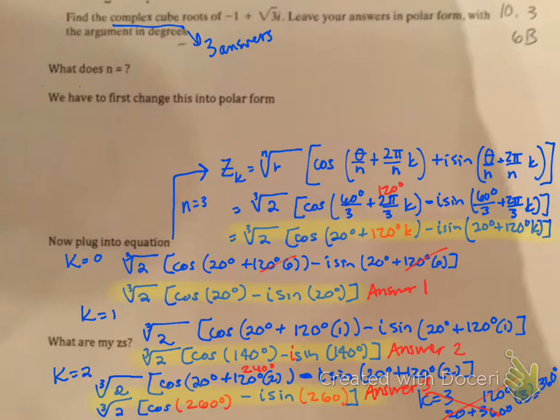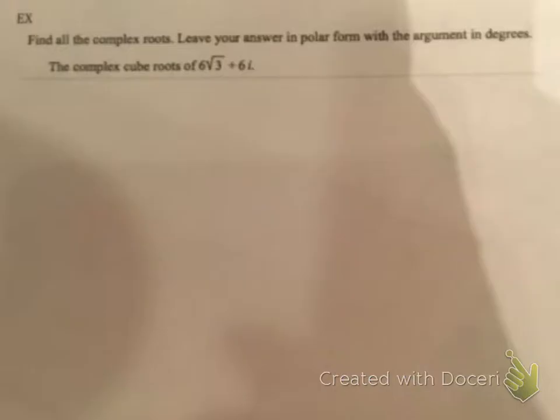Okay, let's try another one of these. So find all the complex roots, leave your answer in polar form with the argument in degrees. The complex cube root of 6 radical 3 plus 6i. So once again, it's complex cube roots. So we know that right away n equals 3. Okay, and this is in rectangular form, so I have x and I have y. So first things first, we have to write this value in polar form.